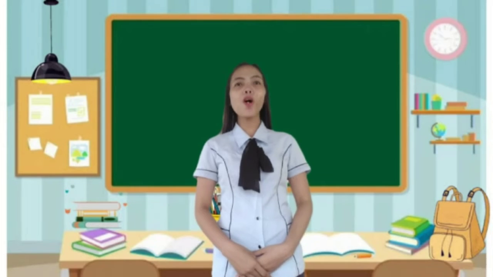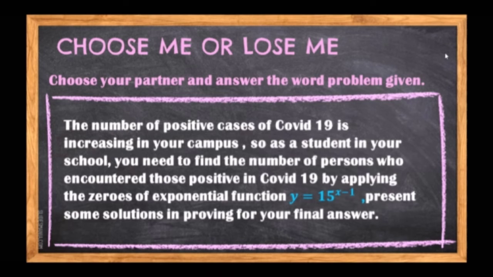To apply your learnings and knowledge in daily life, let's try this activity entitled Choose Me or Lose Me. Choose your partner and answer the word problem given. The number of positive cases of COVID-19 is increasing on your campus. As a student in your school, you need to find the number of persons who encountered those positive for COVID-19 by applying the zeros of the exponential function y is equal to 15 raised to x minus 1. Present some solutions and proof for your final answer.